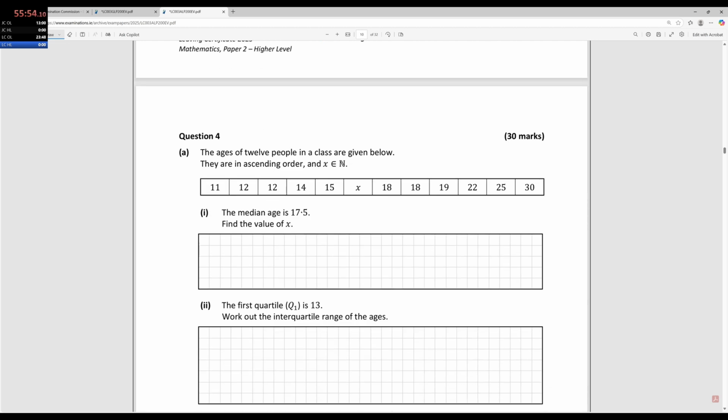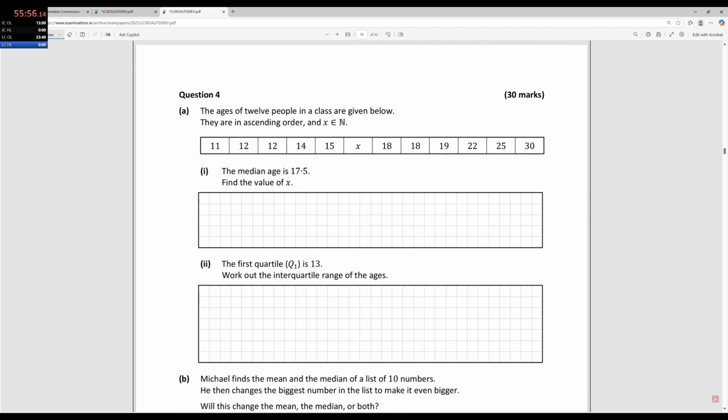Okay. The ages are 12. The median is 17.5. Find the value of x. Well, there's 12, so it's 2, 4, 6. So it's what's halfway between this, so that's 17. First quartile is 13. Work out the interquartile range. So that was the 13. This one would be 20.5. And then the interquartile range is subtracting them, so it would be 7.5.